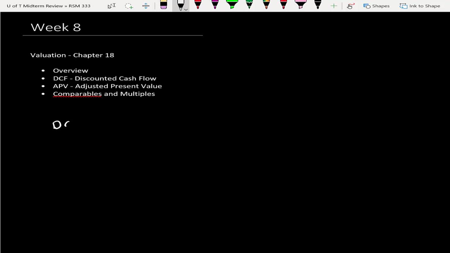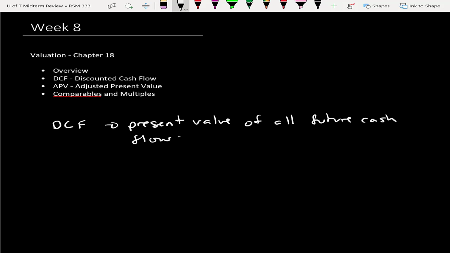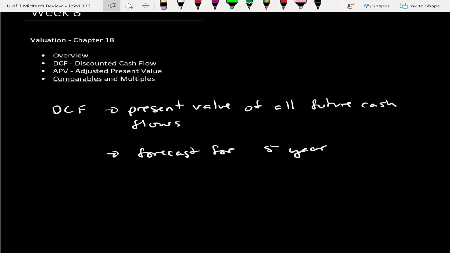The DCF essentially is saying you take the present value of all future cash flows. And that's the way an asset should be valued. And the question then is, what are the future cash flows? So you're looking at the future cash flows for a company. So the way it generally works is you take a forecast. I'm going to put here for 5 years. It could be longer, it could be shorter, but let's suppose you take a 5-year forecast.